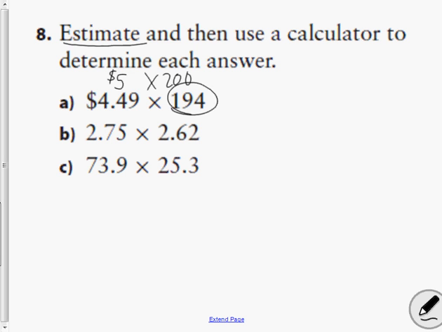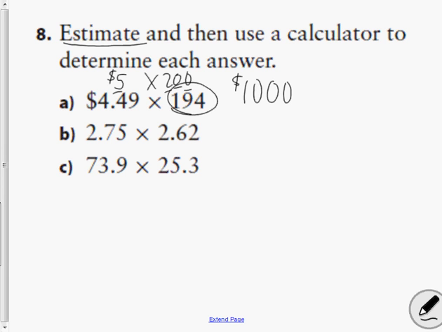Now the trick is, some of you still can't multiply 5 by 200 in your head, right? But there is a trick you can use. When you're multiplying by numbers that have zeros, you can just do the 5 times 2 and get 10, and then add the number of zeros onto the end, and you would have an estimation of approximately $1,000.